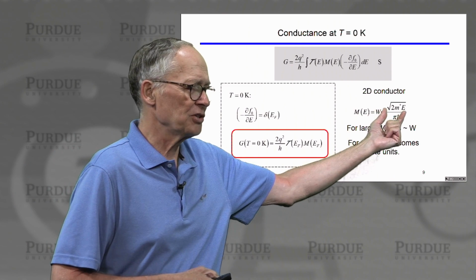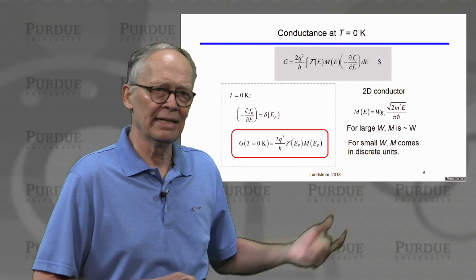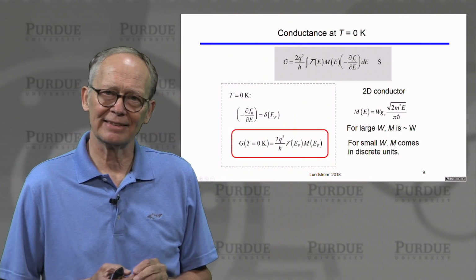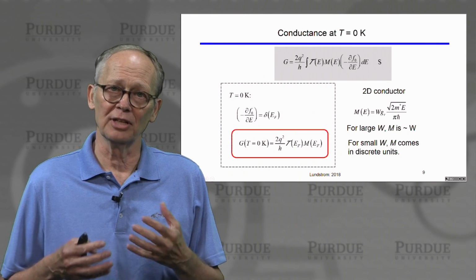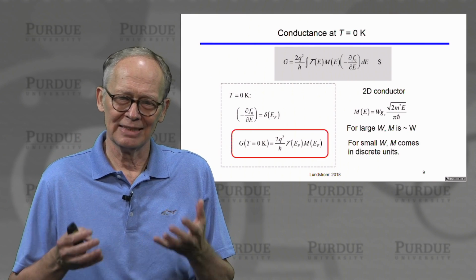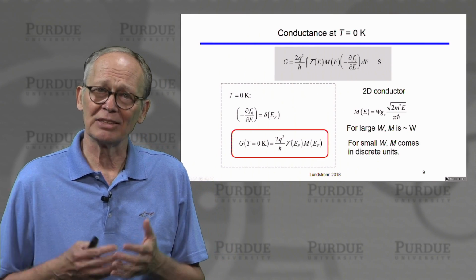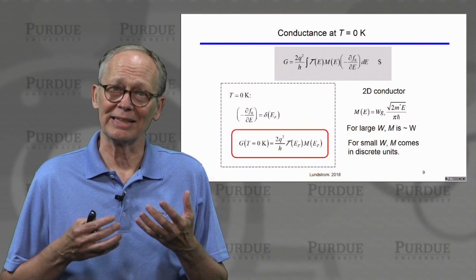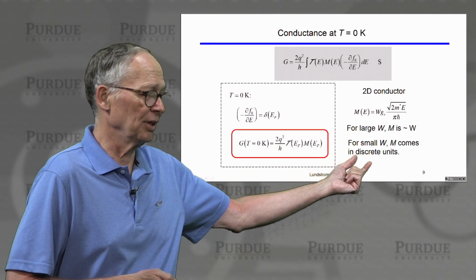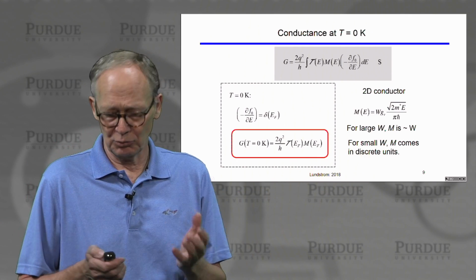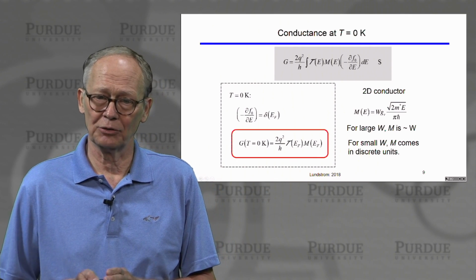Right? This expression came from multiplying the velocity times the density of states. The density of states is a concept we use when we have a large number of states and we want to know how they're distributed. When we have a small number of states, we simply count the states. When we have a small number of states, we'll have a small number of channels, and we'll just have a discrete number that we can count.